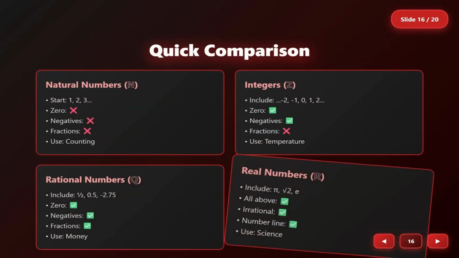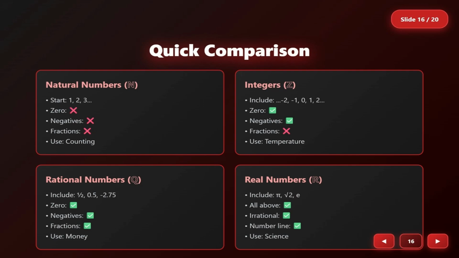Natural numbers start from 1, 2, 3. There is no 0, no negatives, no fractions, and they are used for counting objects. Integers include -2, -1, 0, 1, 2, and go on. There is a 0 in it. There are negatives in it, but no fractions. And it is used for temperature and bank balance.